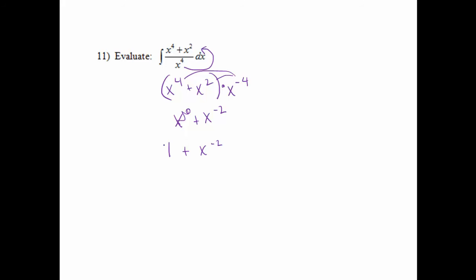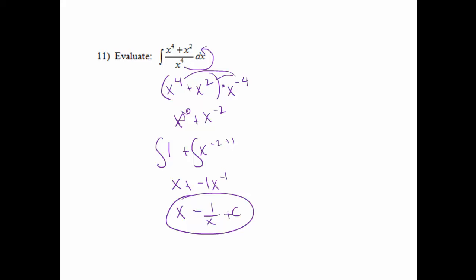And now since there is just a plus sign, I can go ahead and take the integral of both parts. The integral of 1 is x, and then plus, if I add 1 to the power, I'll get x to the negative 1, and then the reciprocal of negative 1 would be negative 1. And then just rewriting this, I'll get x minus 1 over x plus c. And that is my answer. That's all there is to it.